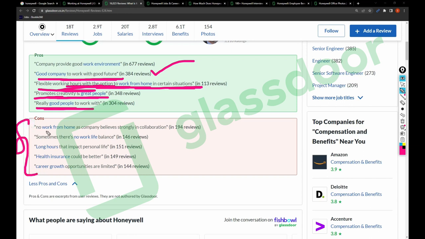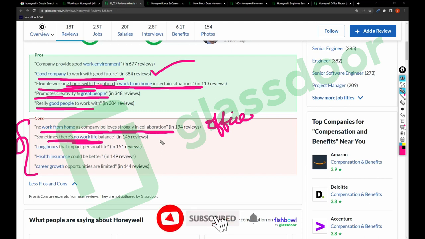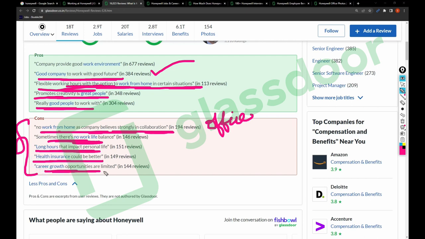Coming to the cons: no work from home as the company believes strongly in collaboration. So basically you need to be in the office, as per this review. Sometimes there's no work-life balance. Work-life balance will completely depend upon the team, the project, and the manager you work with, so it is completely different. But any Honeywell employees watching this video, please do let us know any scenario you have faced. And long hours that impacted personal life, health insurance could be better, career growth opportunities are limited.